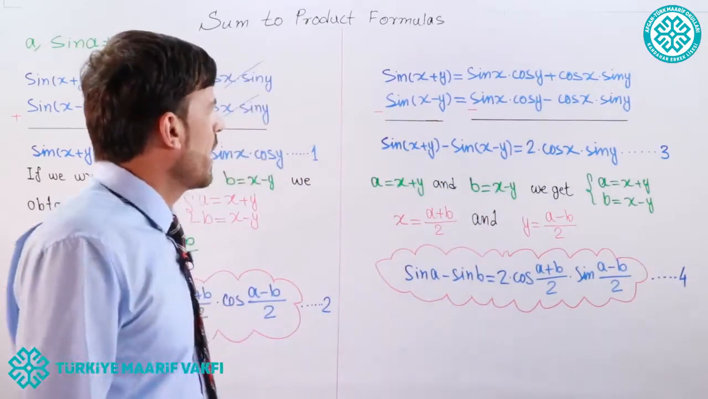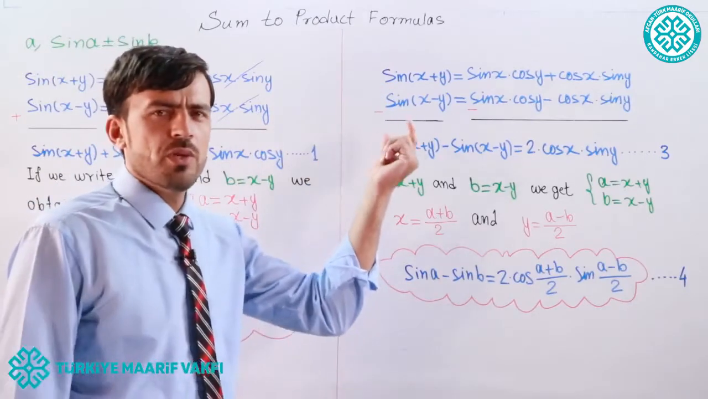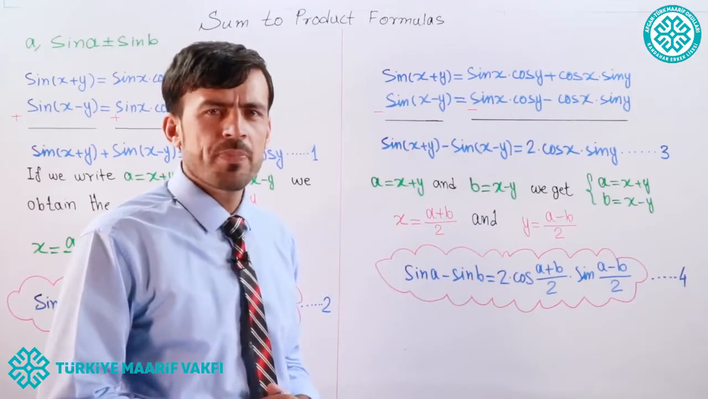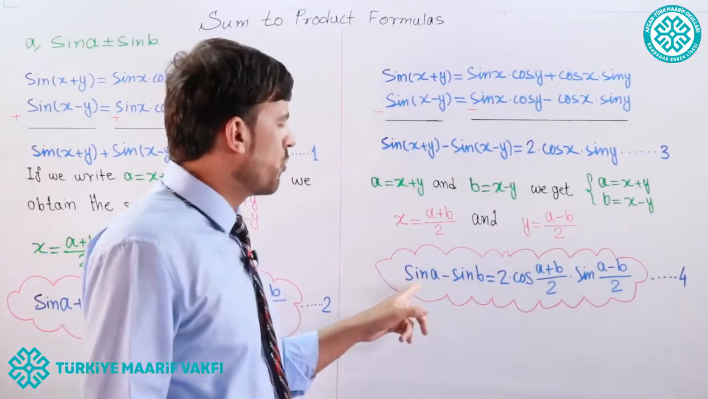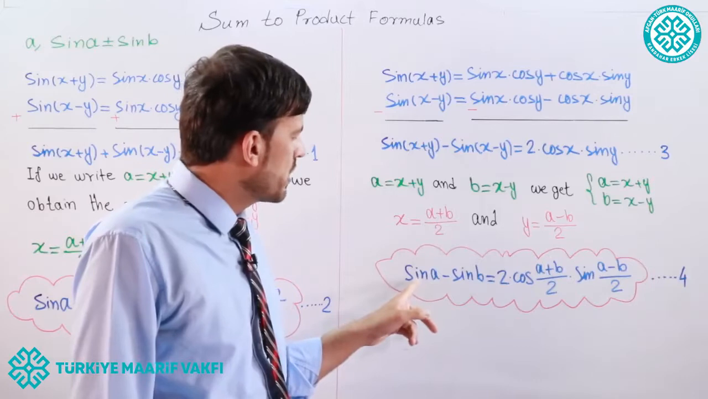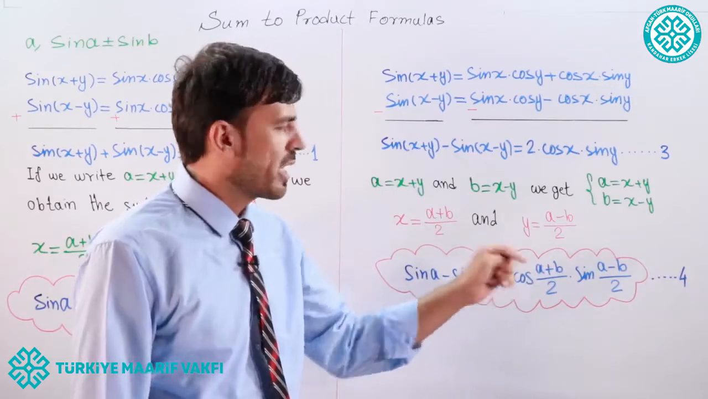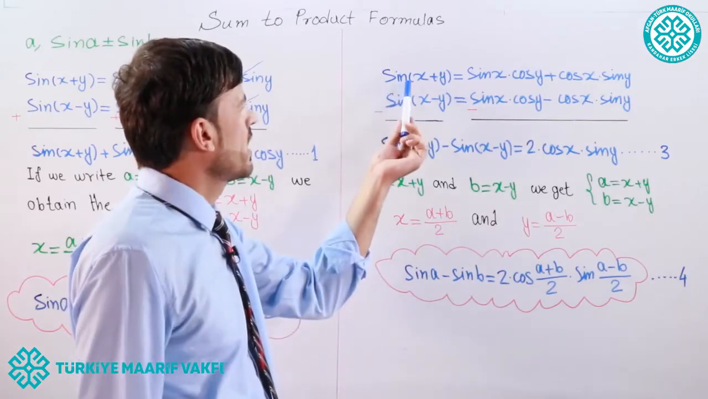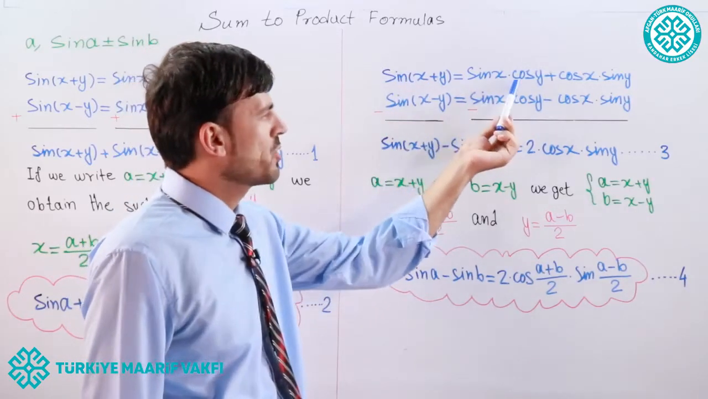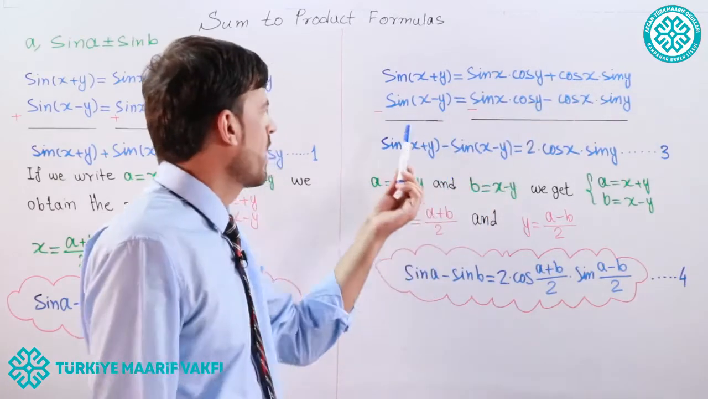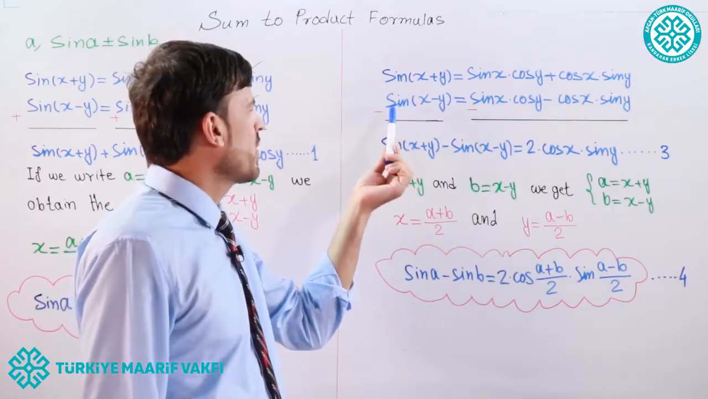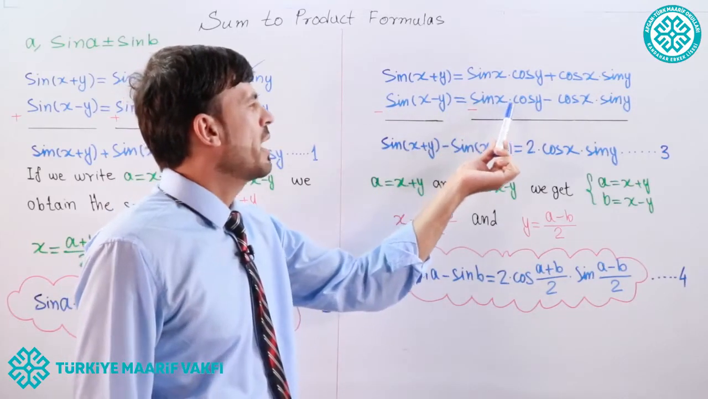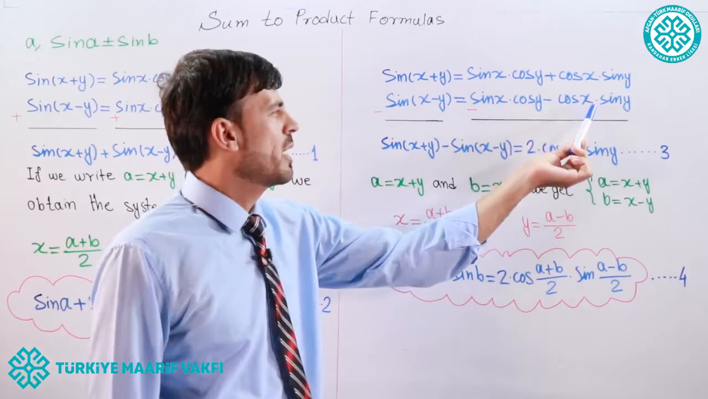If we subtract the sum and difference formulas for the sine function, we can obtain a formula for converting a difference to a product. The sum formula for sine is sine (x plus y) equals sine x cosine y plus cosine x sine y. And the difference formula for sine is sine (x minus y) equals sine x cosine y minus cosine x sine y.